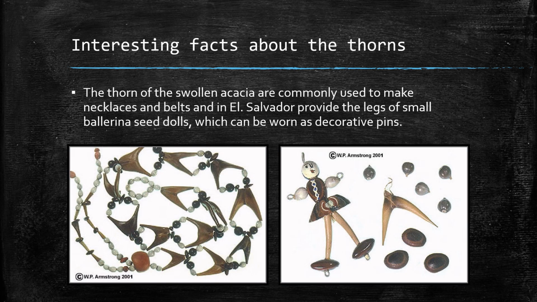An interesting fact about the thorns is that the thorns of the swollen acacia are commonly used to make necklaces and belts, and in El Salvador it provides the legs of small ballerina seed dolls which could be worn as a decorative pin. On your left hand side you can see the necklace that's made of thorns, and on your right hand side you can see the doll of the ballerina made of seeds.